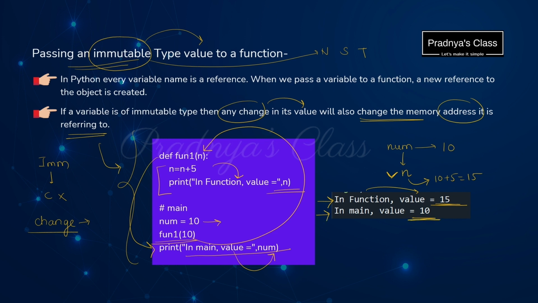Why? Because num is a different variable and n is a different variable. We updated the value of n, but the value of num is same, 10. It did not get changed because in case of immutable data type we cannot change the content in place. New variable will get created.